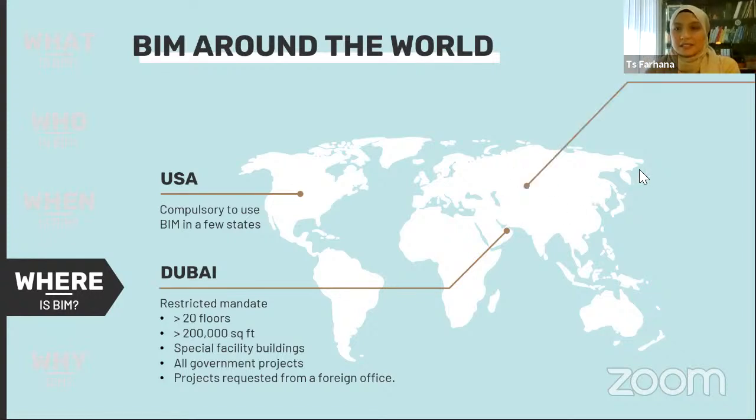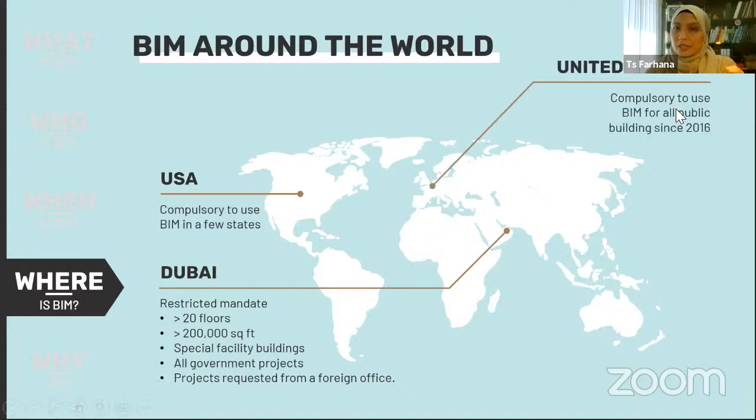And then the UK is a bit advanced on BIM in terms of the government making it compulsory, right? So it's compulsory to use BIM for all public buildings since 2016. And then China, somehow they did not make it compulsory, but they have strong government support.